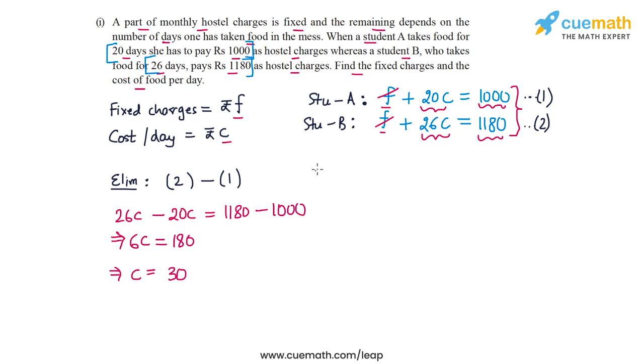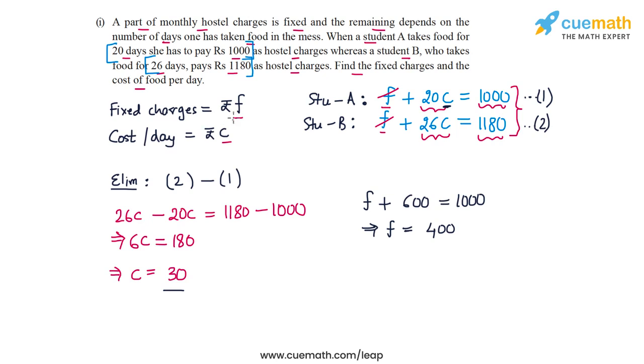Now we can substitute this value of C into any equation to find the value of F. So let's substitute this value of C into the first equation. We get F plus 20C. C is 30, so 20C is 600. So F plus 600 is equal to 1000. And this means that F is equal to 1000 minus 600 or 400.